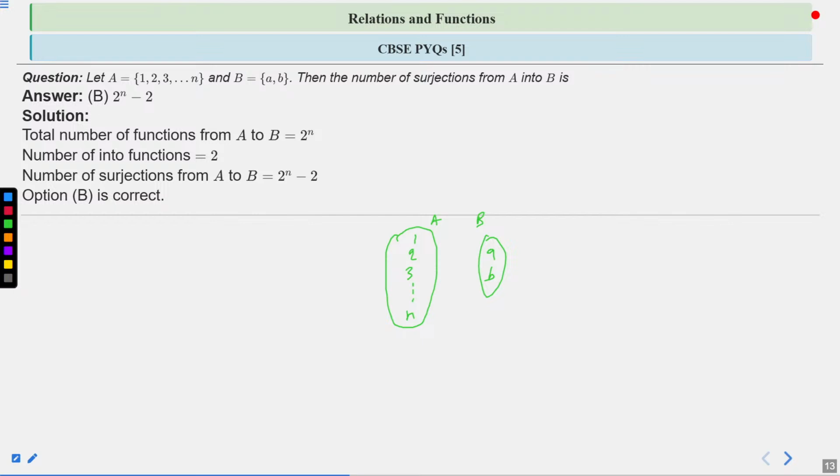Therefore option B will be the correct answer, right? Okay, let's move to the next question.